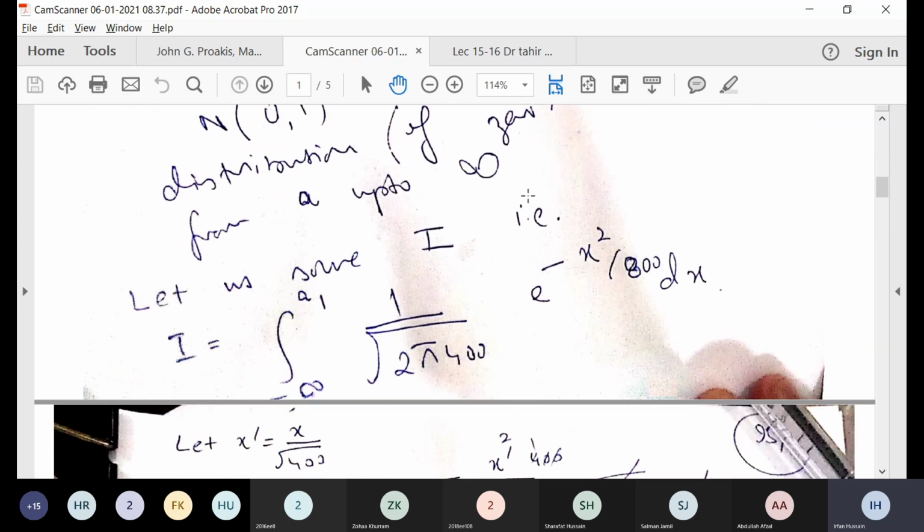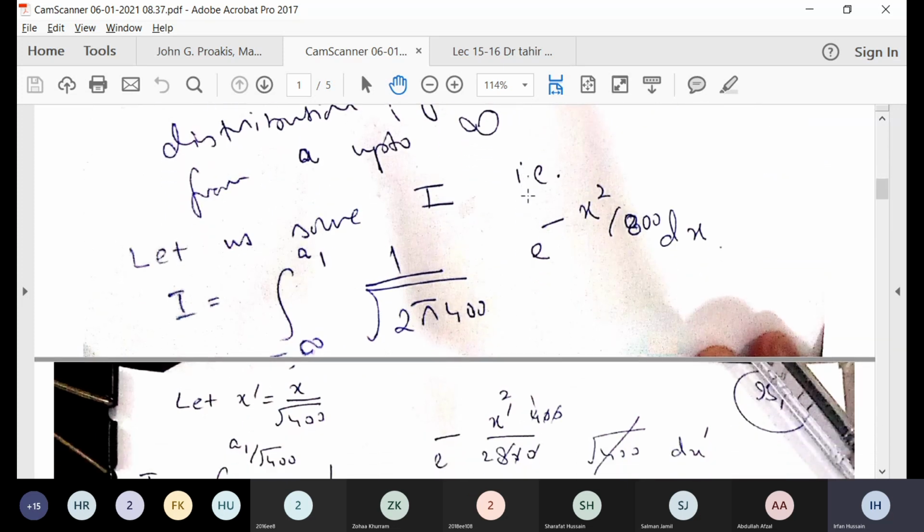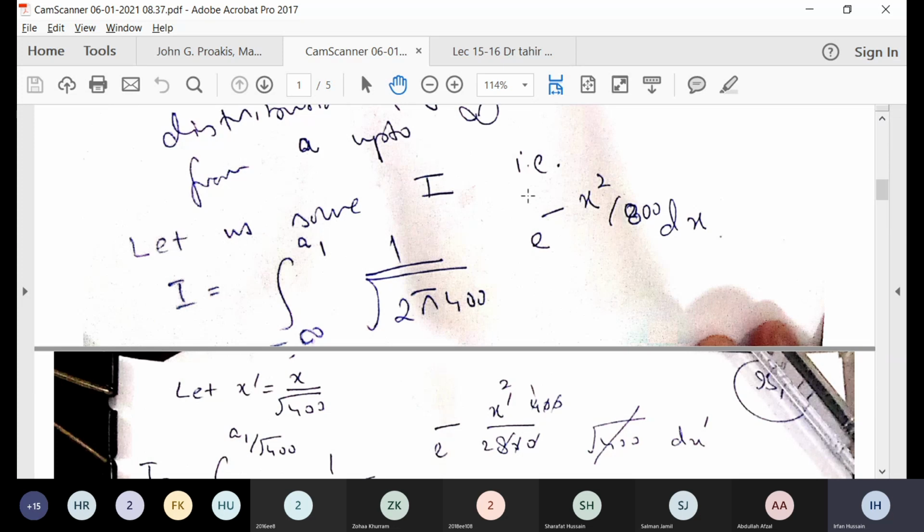Right, I had this integral, so how can I solve this with respect to the Q function? Again, I will use the famous substitution. Now you are well versed with substitution, you have studied this in your EMT and all that. Why am I substituting? So that I can mold this into the standard Gaussian random variable. So I say that my new variable is x dash, which is x over under root 400.